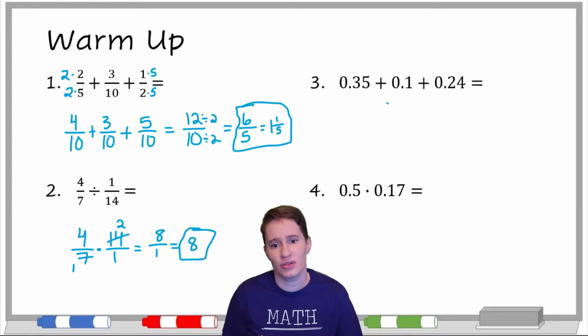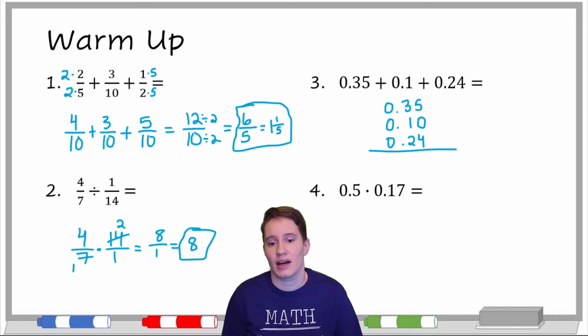So the important thing is to line up the decimal. So this 0.1, we line up the decimal, and it might help us if we go ahead and put a 0 there at the end as a placeholder. And then we've got 0.24, and then we add in our columns. So 5 plus 0 plus 4 is 9, 3 plus 1 plus 2 is 6, so this is our answer.